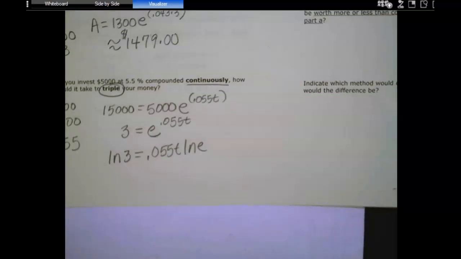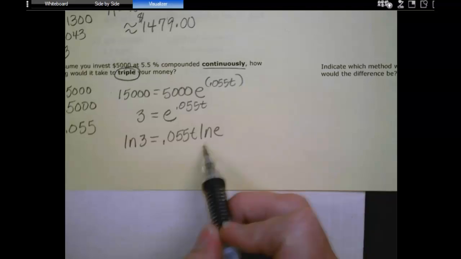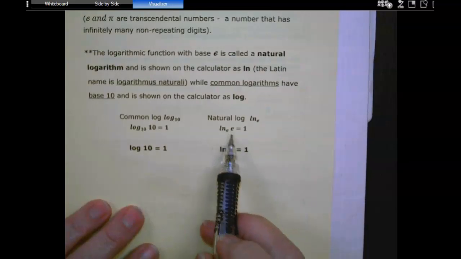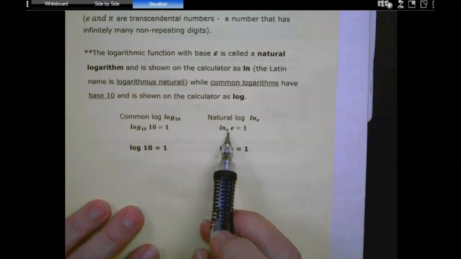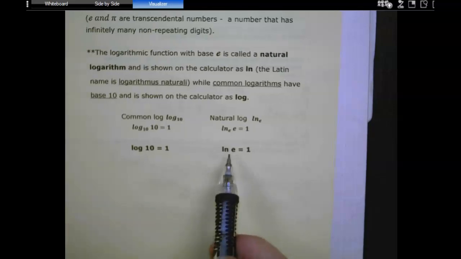What does it do? Can I just finish? All right. So, the ln, I think there's a reminder over here, but if you have a base e, that's like having a base 10, and it's the ln of e. And we have done this on previous notes.